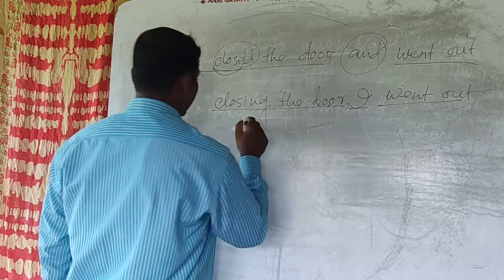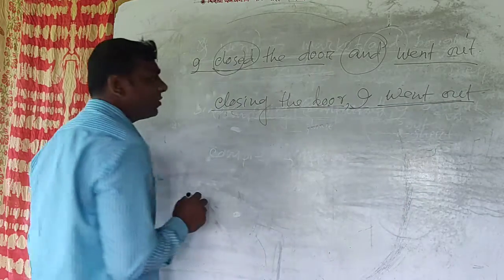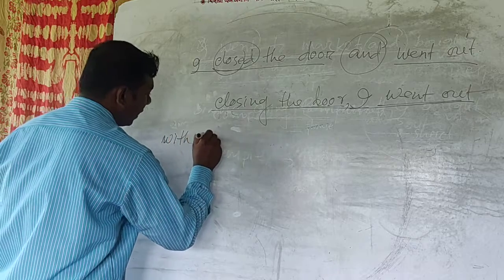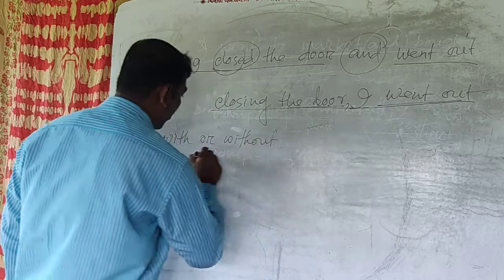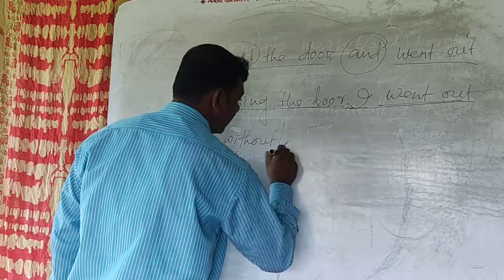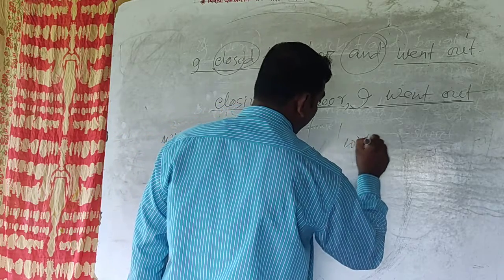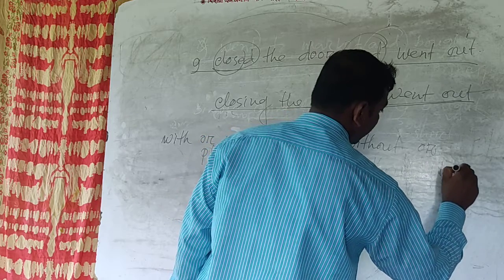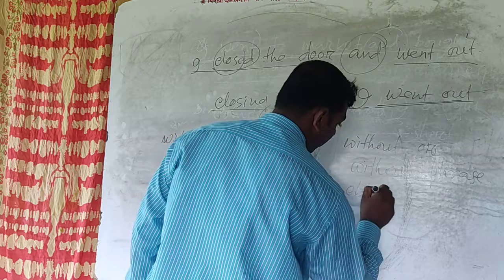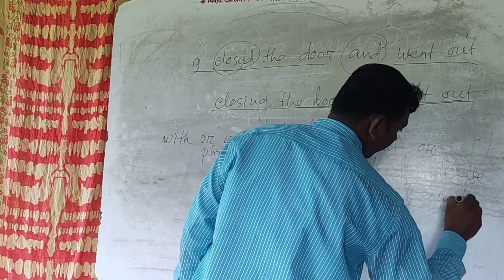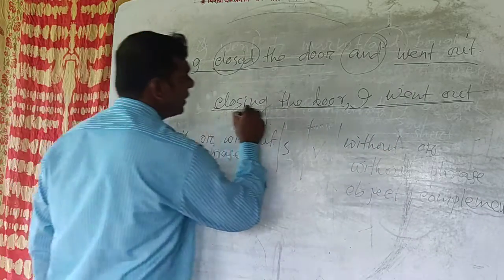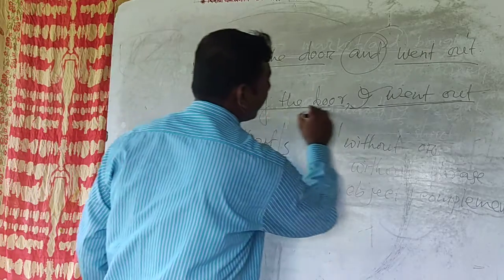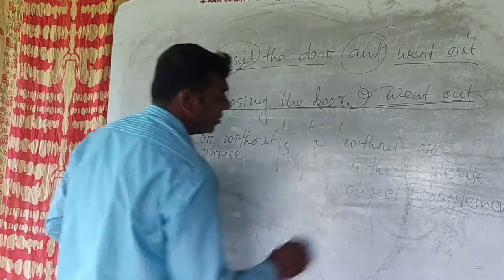Dear students, a simple sentence's other name is principal clause. We know that the structure of a principal clause is: subject, verb, with or without phrase, object, complement. Here, closing the door is a phrase, so it is with phrase. Then I is a subject, went out is a verb. So it's a simple sentence. Let's see another example.